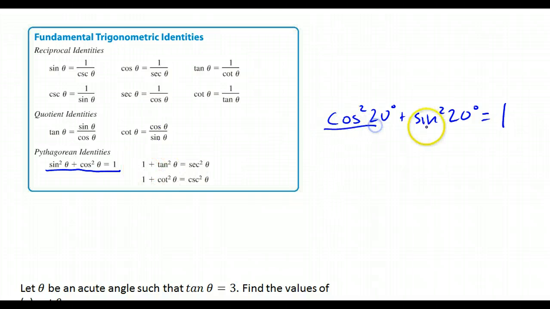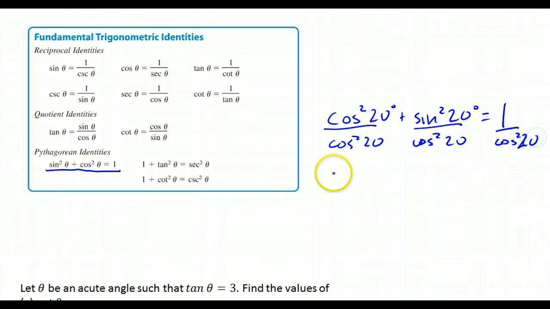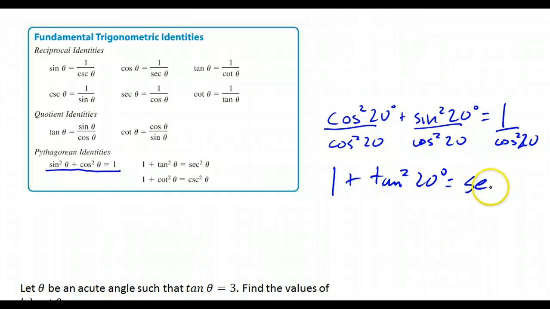And if I divided everything by cosine squared of 20, I would get 1 plus tangent squared, because tangent is sine over cosine. And 1 over cosine is secant. So 1 plus tangent squared equals secant squared. And that's 20, right? So that's where this comes from. These are just different forms of the original Pythagorean identity.